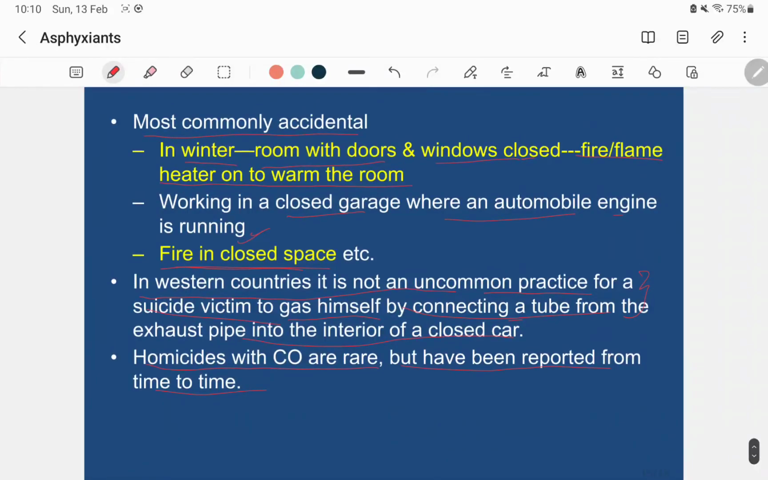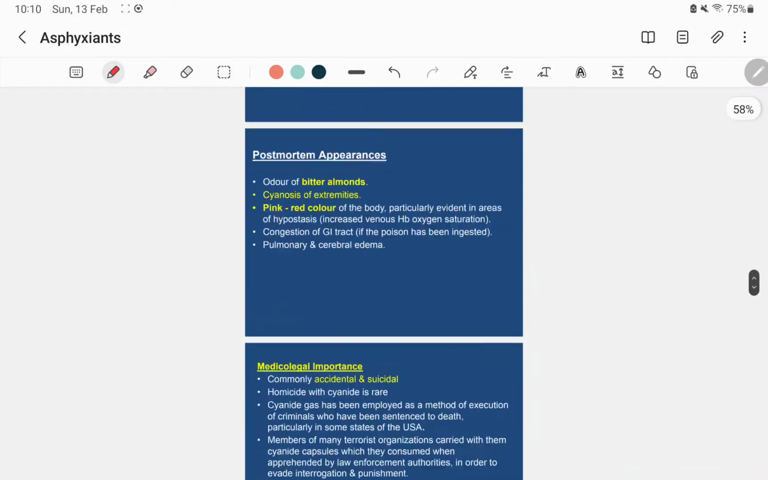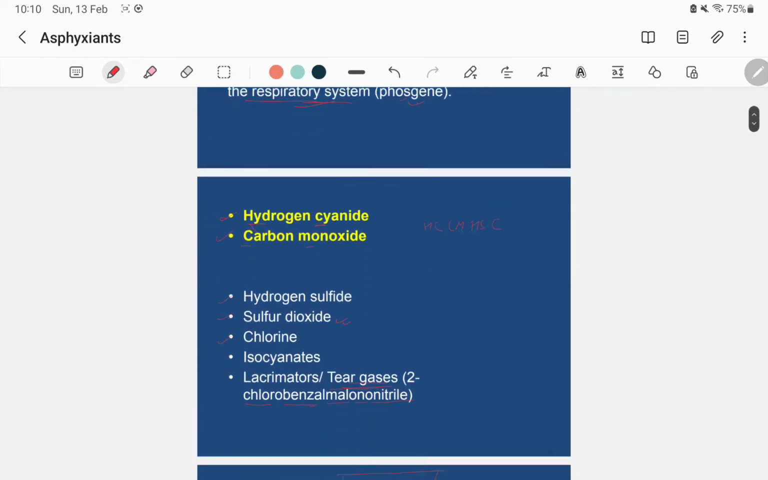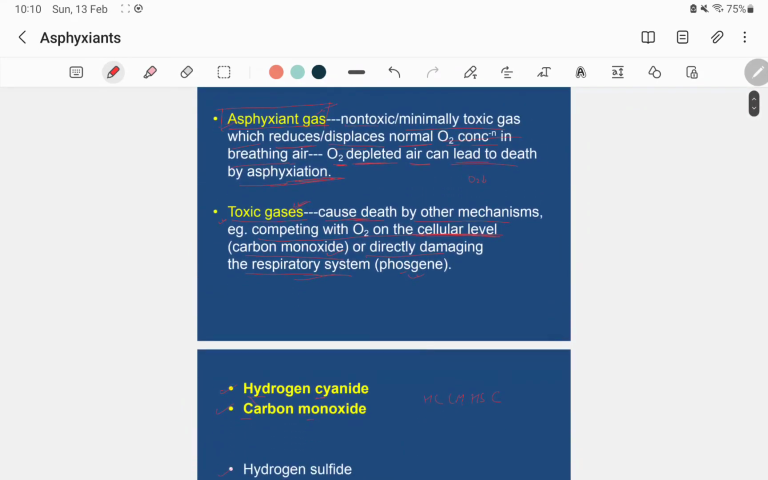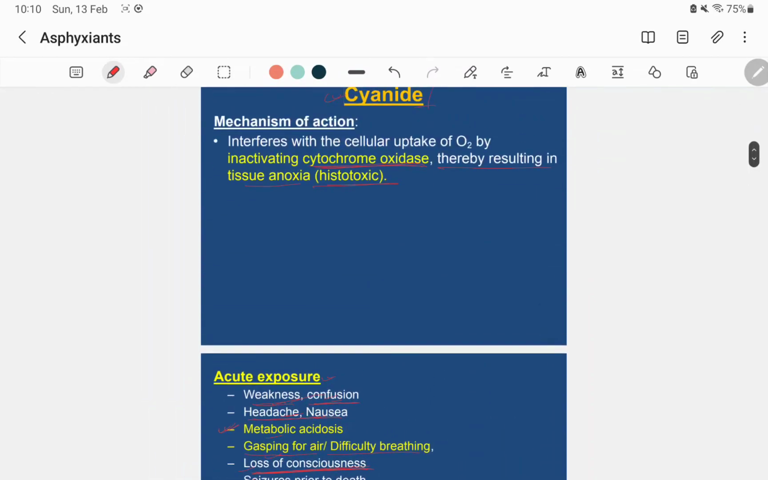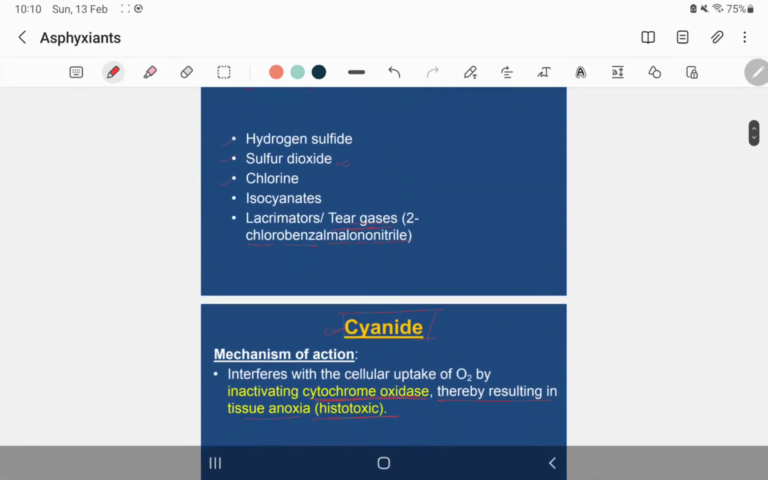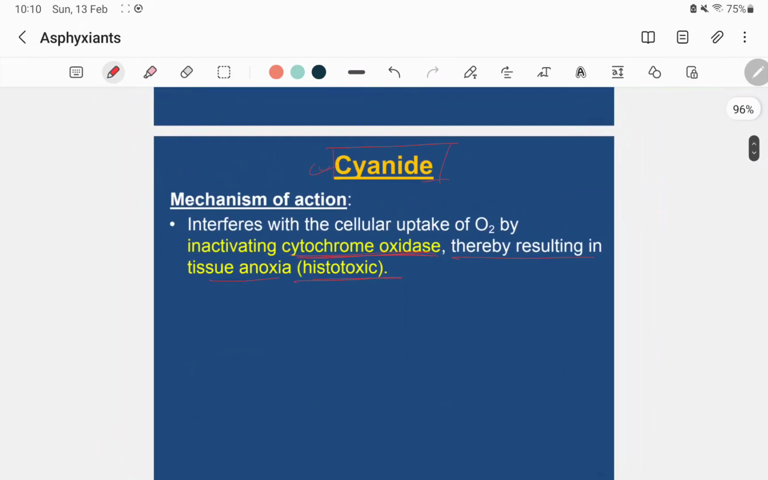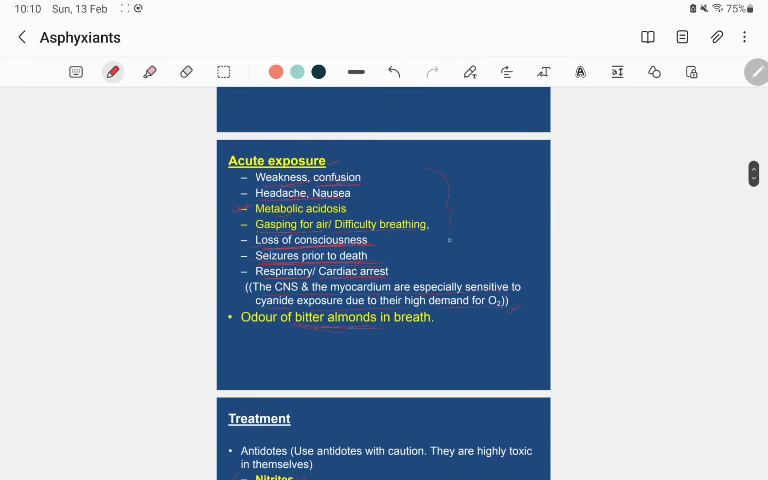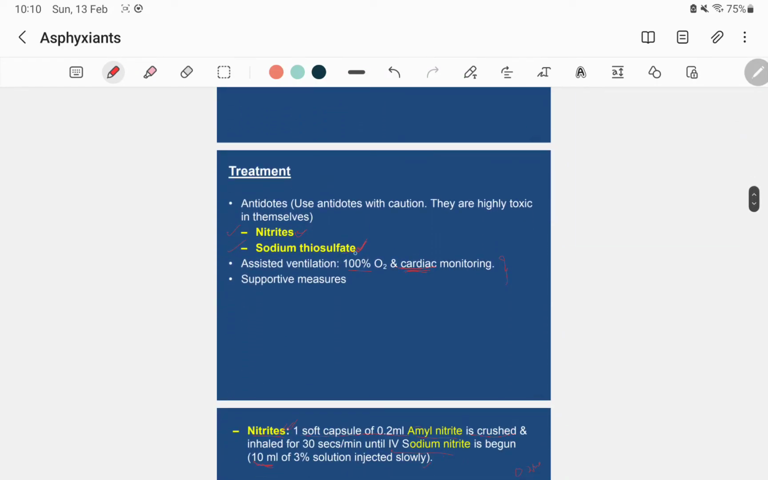So that's it. I hope you got it, guys. So it was a very small topic, okay. We mostly talked about cyanide, okay. We learned about the difference between asphyxiants and toxic gases, and then cyanide, and how it causes asphyxiation, with cellular uptake of oxygen blocked at cytochrome oxidase, okay. And then histotoxic anoxia can occur. And then acute exposure, all the signs and symptoms. And then treatment, nitrates and sodium thiosulfate, and then other supportive measures.